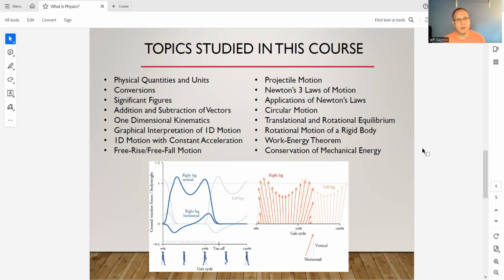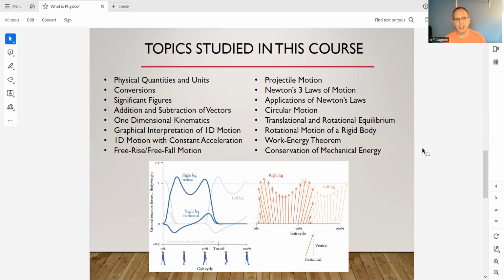Then we'll turn to free fall motion, which really is constant acceleration motion as well, where the constant acceleration is the acceleration due to gravity. So that's like vertical motion that we'll study. Then we'll get into two-dimensional motion. We'll talk about projectile motion, which in that case, the motion occurs in both the vertical and the horizontal directions.